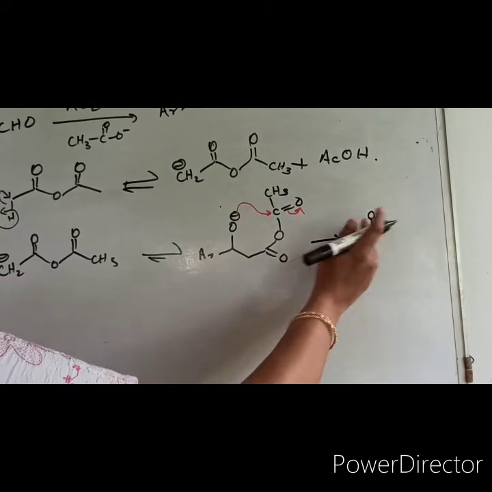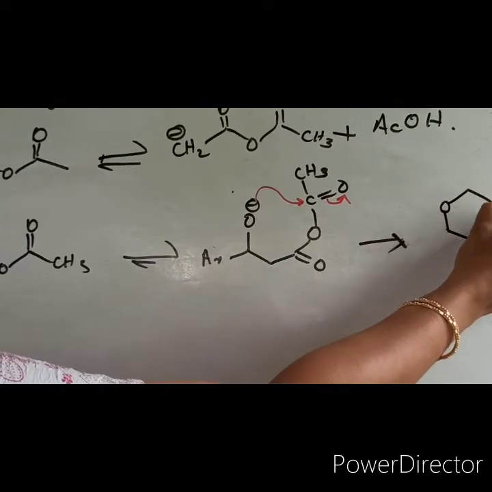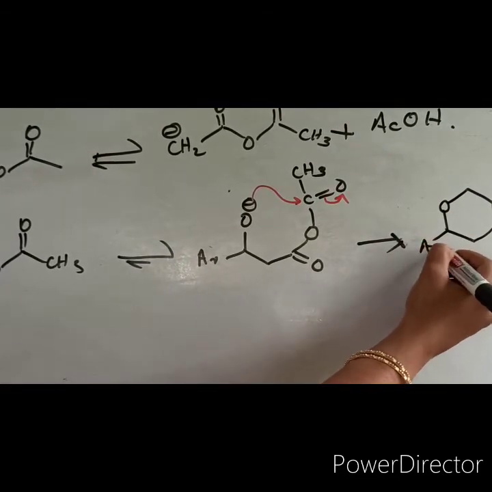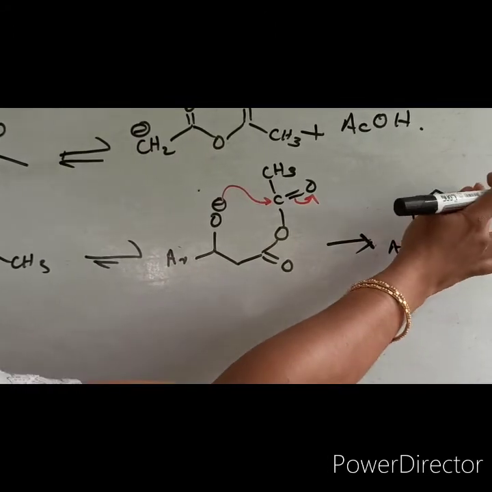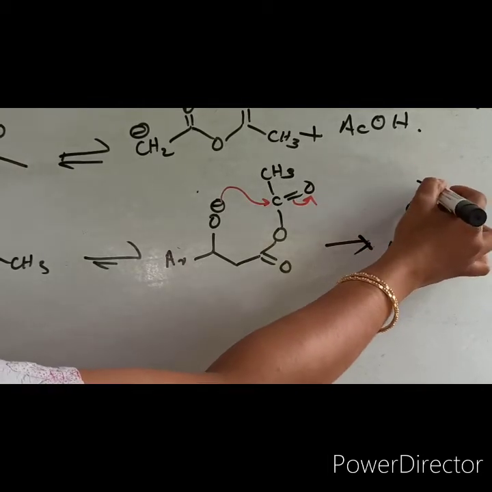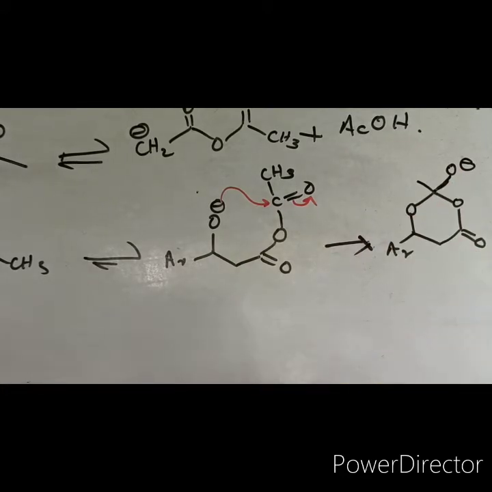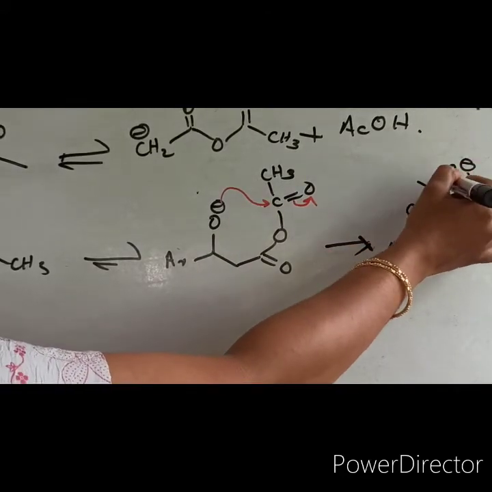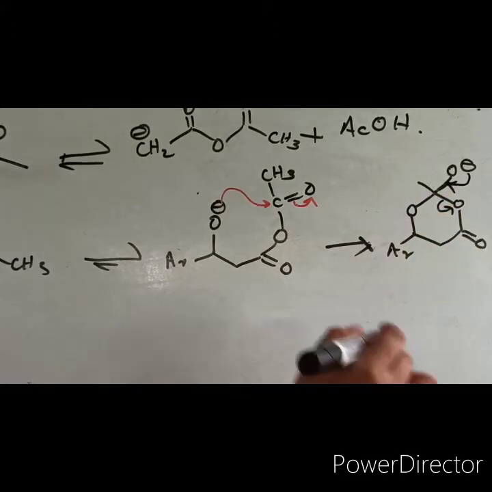O, here Ar, here C double bond O, here O, then O minus in this manner. Now what will happen? This O minus will be coming back here in this manner.